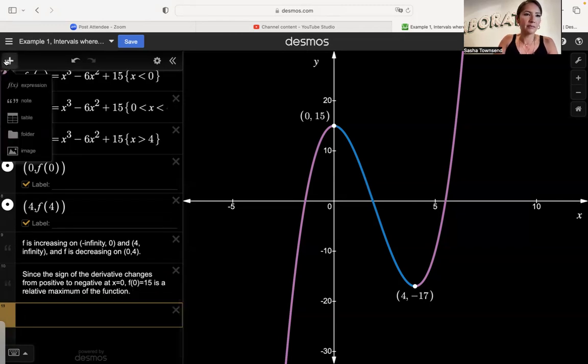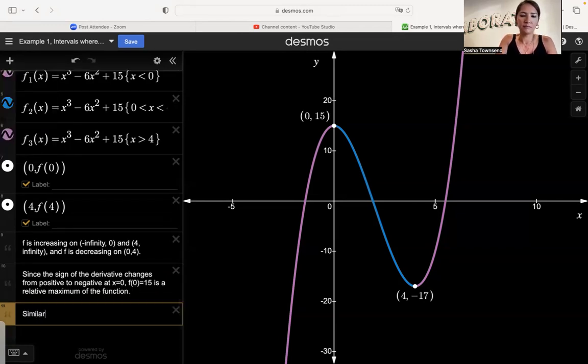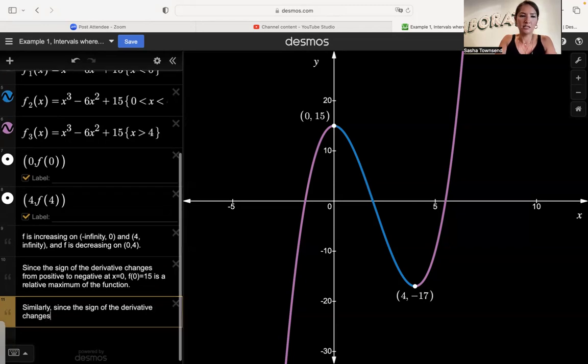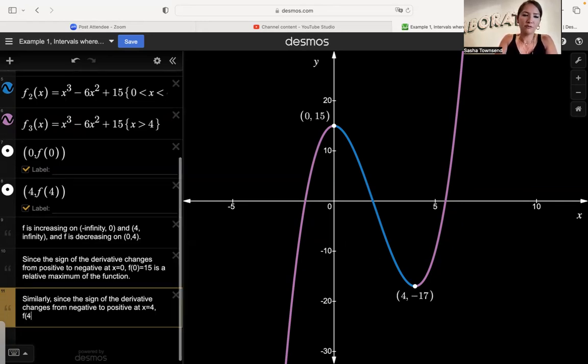And then similarly, since the sign of the derivative changes from negative to positive at x equals 4, the function is going from decreasing to having a 0 slope to increasing. f of 4, which is negative 17, is a relative minimum of the function.